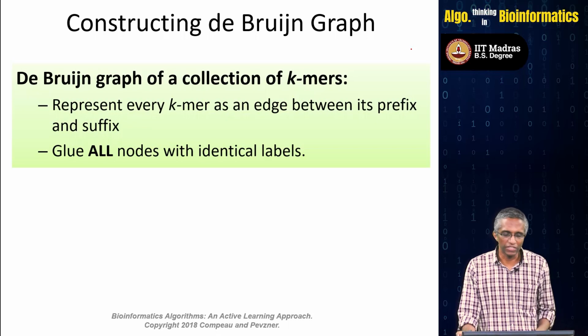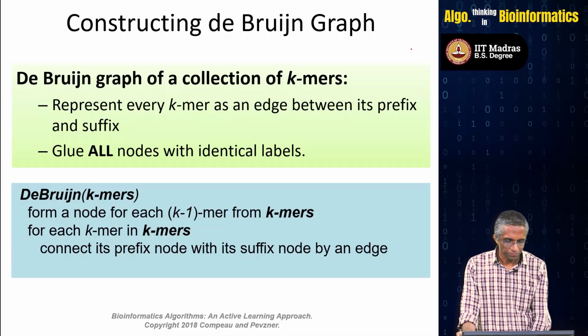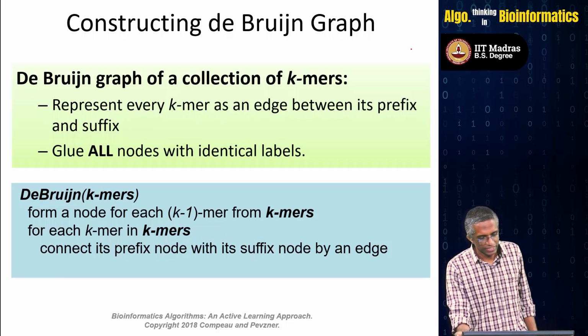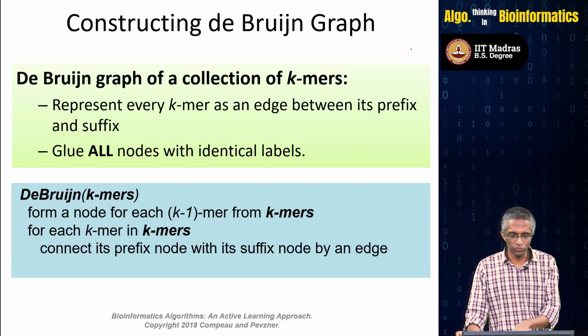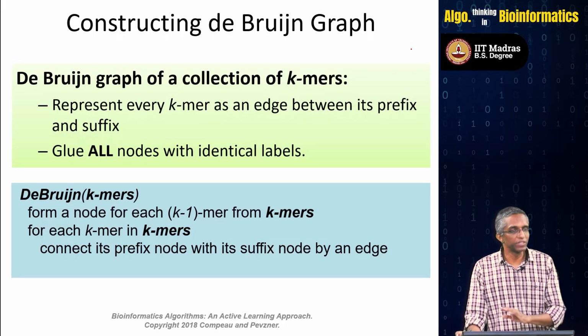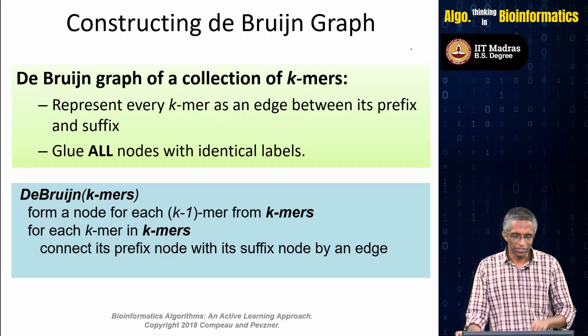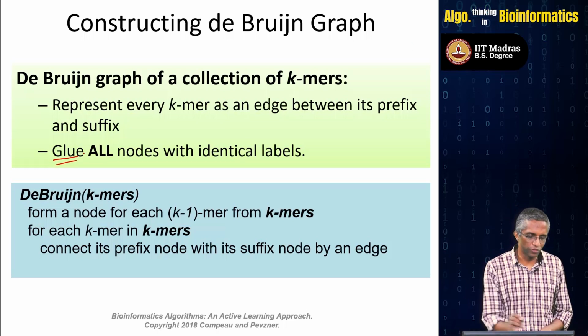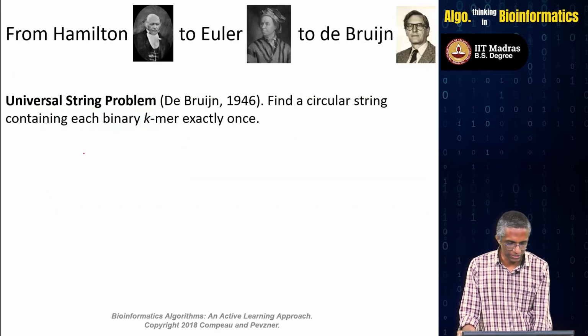The de Bruijn graph of a collection of k-mers represents every k-mer as an edge between its prefix and suffix, and then you glue all the nodes with identical labels. That is what we have done so far. This can be written a bit more precisely in pseudocode format: form a node for each k minus 1 mer from the k-mers. For each k-mer in k-mers, you connect its prefix node with its suffix node by an edge. So this is converting this informal gluing in a more formal way.